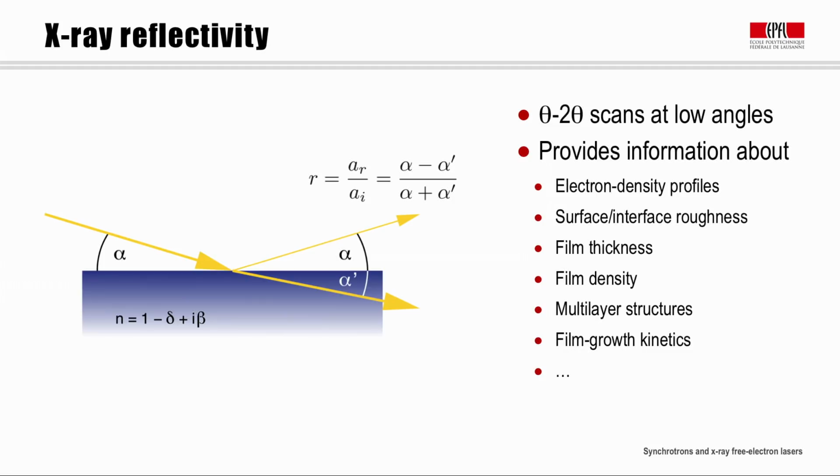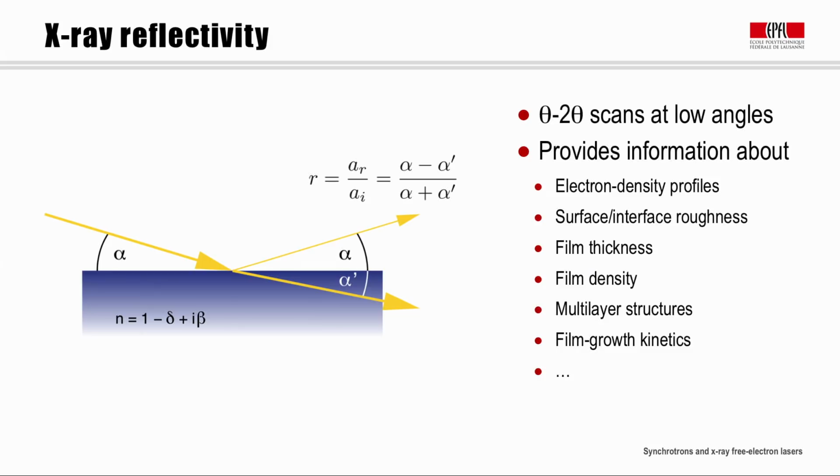From this data, diverse information can be extracted, including the electron density profile down to the penetration depth of the sample, surface roughness, and, in the case of layered systems, the interface roughness, layer thickness, and layer density as well. Also, the properties of multilayer structures can be investigated, and even real-time kinetics experiments monitoring film growth down to picometers per second growth rates, or even slower than that.